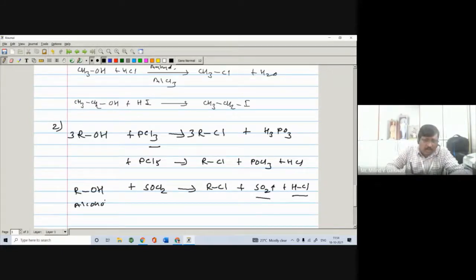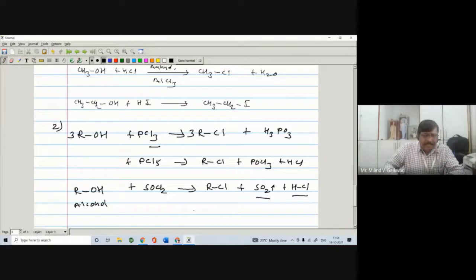Alcohol will give the corresponding alkyl halide, right? Similarly, instead of PCl3, you can use PBr3 or PI3, and you can write the example. Just change the R by methyl, ethyl, propyl, so we can get a number of examples. So I think there is no need to write the example. We have to write only the R.